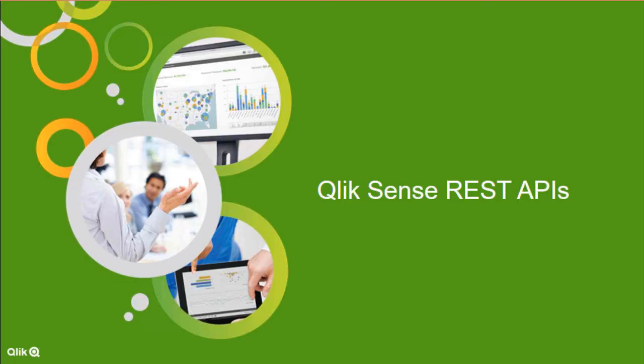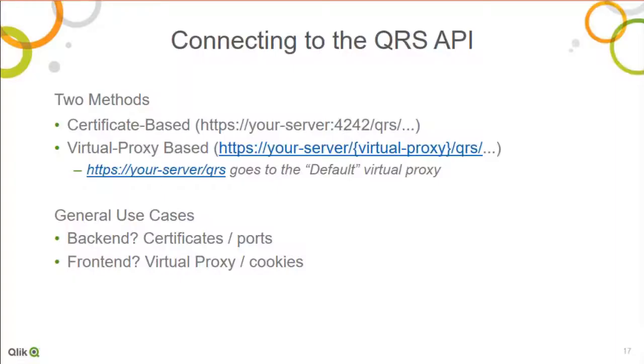So let's get right into our demonstrations. We're first going to talk about connecting to the Qlik repository API. There are two different ways of connecting to the API. One is using certificates, and this is when you're connecting on your server at port 4242. The other is via the virtual proxy. This is when you're connecting to your server via the virtual proxy, or if you don't connect to a specific virtual proxy, connecting to the default virtual proxy.